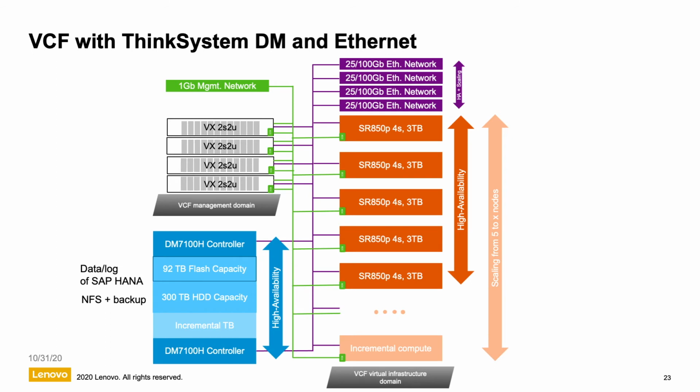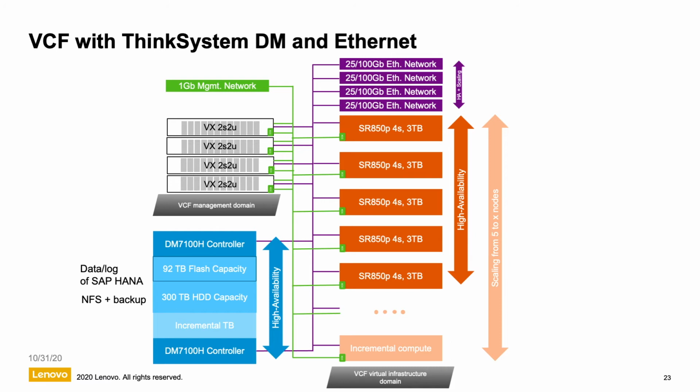Another double click here is showing us some more details of the solution. What we see, as I mentioned earlier, the SR850P servers, 4-socket. These are 2U in form factor and can be configured for 3 terabyte each. You start out with a minimum number, and then you can add more capacity to meet the needs that you have for your specific requirements. This is exactly the services mindset that we had mentioned earlier, which is the underlying theme throughout in this. You also see VX nodes, which are 2-socket 2U for the management domain.